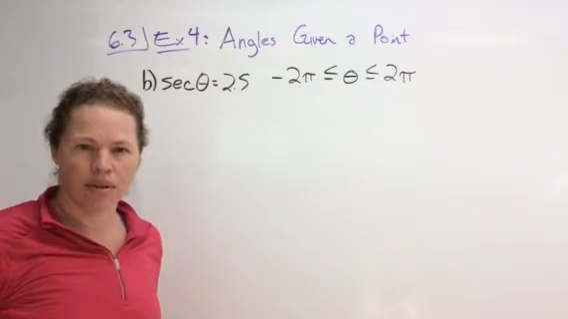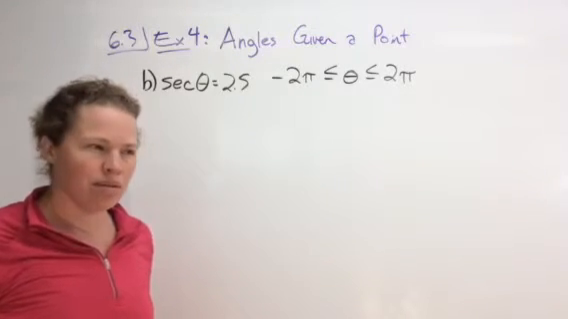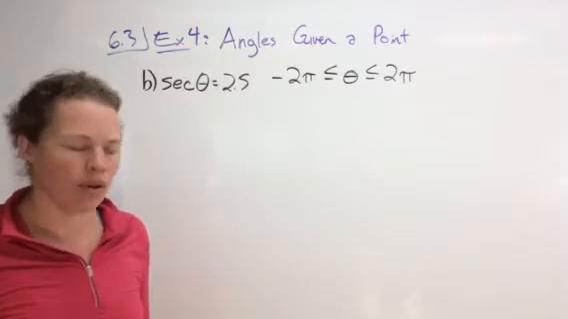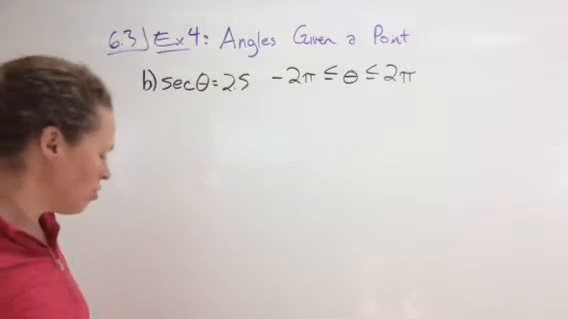Then they really mess with you and they give you secant. Well, it's really not that hard. When they give you secant, you just change it right away. So secant theta equals 2.5.